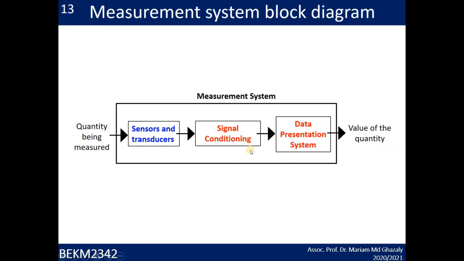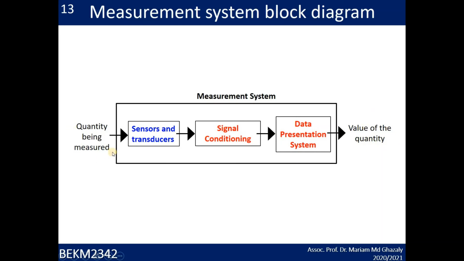And lastly, after you amplify the data, you are going to represent the data in a scaling or an oscilloscope. This is where you have the data presentation system. You can have it in terms of a display there, or a seven-segment display. It means that you can actually plot it on the oscilloscope. So this is where you have the value of the quantity.